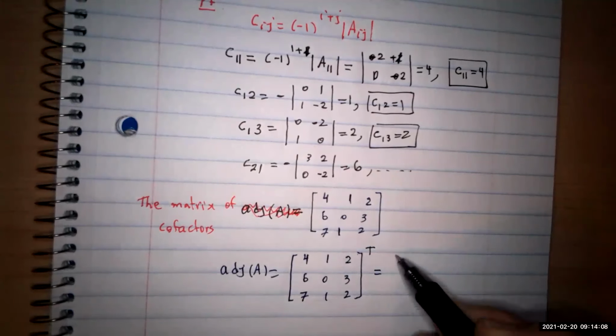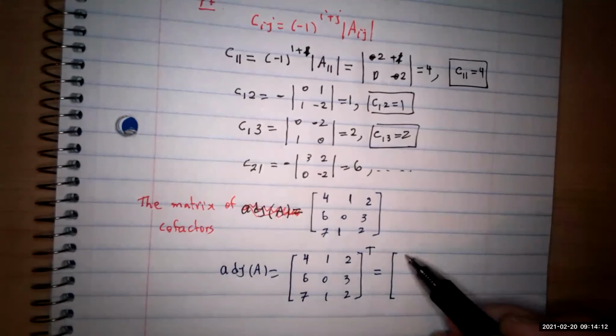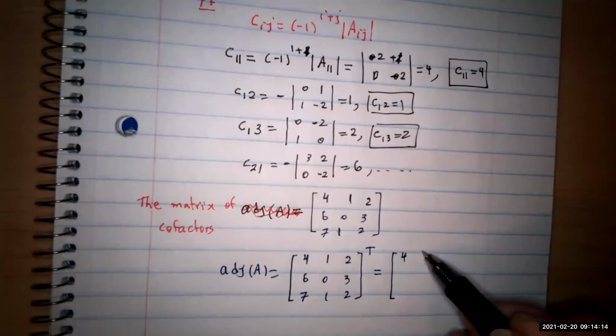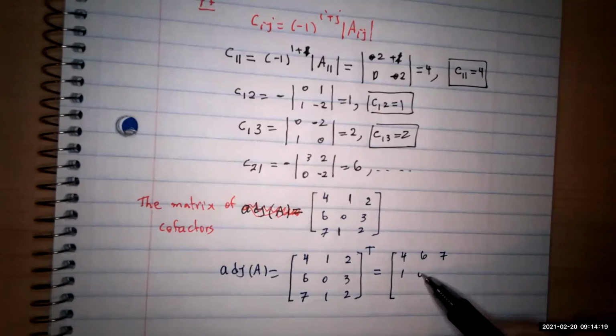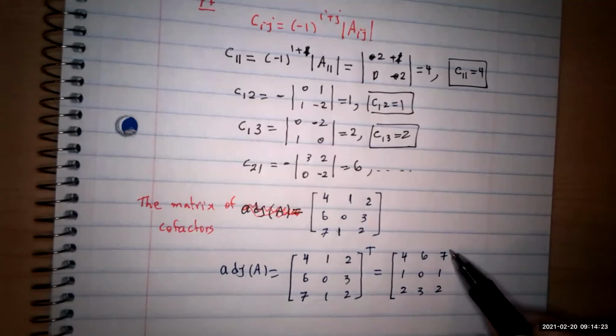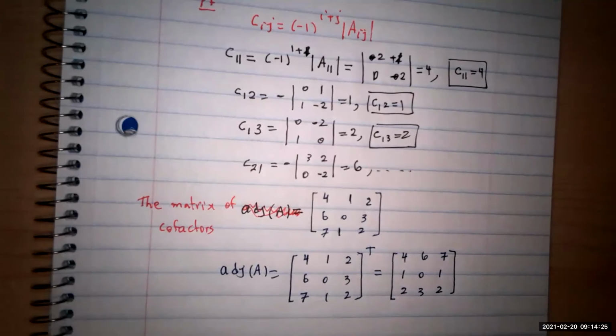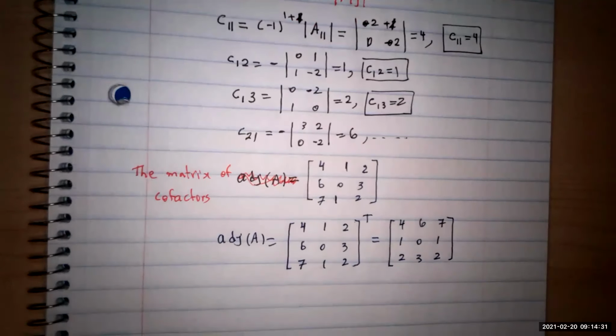When you get the transpose, you switch the row and the column, and that gives you the final answer. So that gives you 4, 6, 7 as the first column, 1, 0, 1, 2, 3, 2. So that gives you the adjoint of the matrix A.